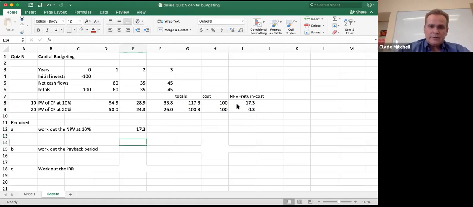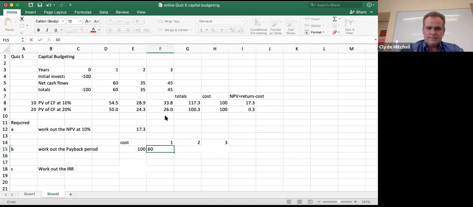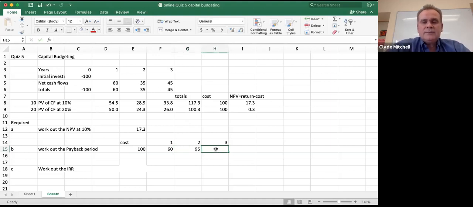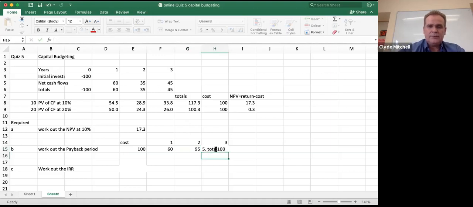Okay, work out the payback period. This is something else. So what we're going to have to do here is we'll start out with the initial cost of the project, and then we're going to add up the years until we get our money back. So the initial cost of the project was $100. In year 1, I get $60. In year 2, I get another 35. So at that stage, I'm up to $95. So the question then is, how much more do I need in year 3? Well, the answer is I need another $5 more, which will bring me up to a total of 100.